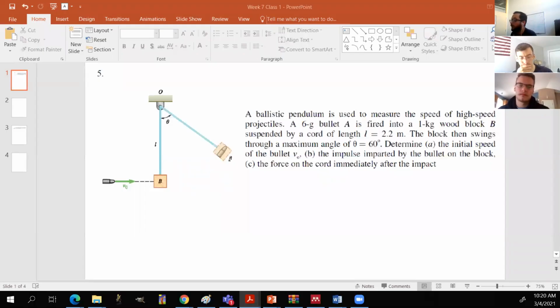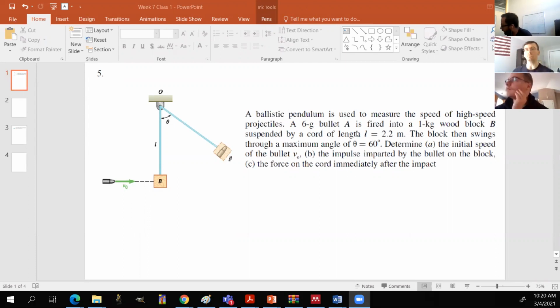That is basically just a pendulum which you shoot a bullet into. It's used to measure the speed of your projectile, because you can conserve energy and do this analysis, which is exactly what we're going to do right now.